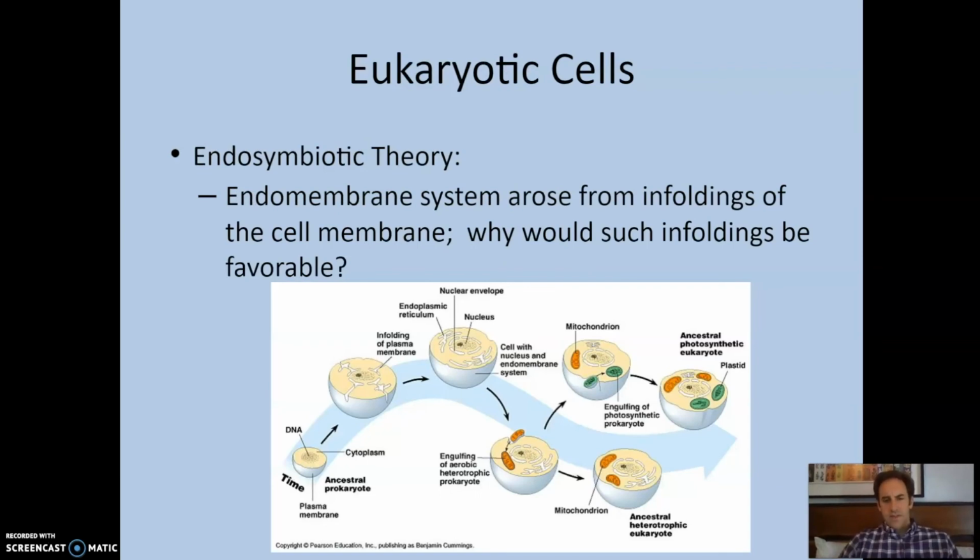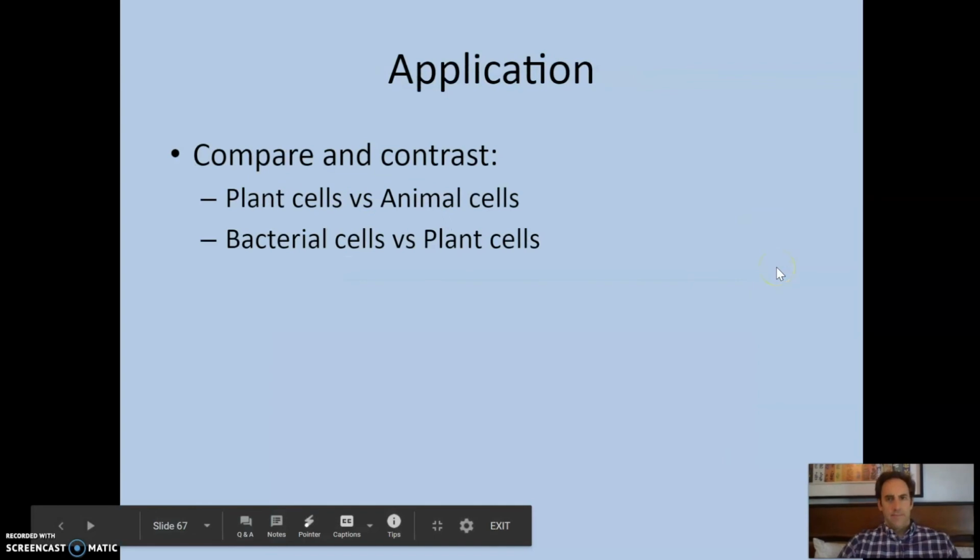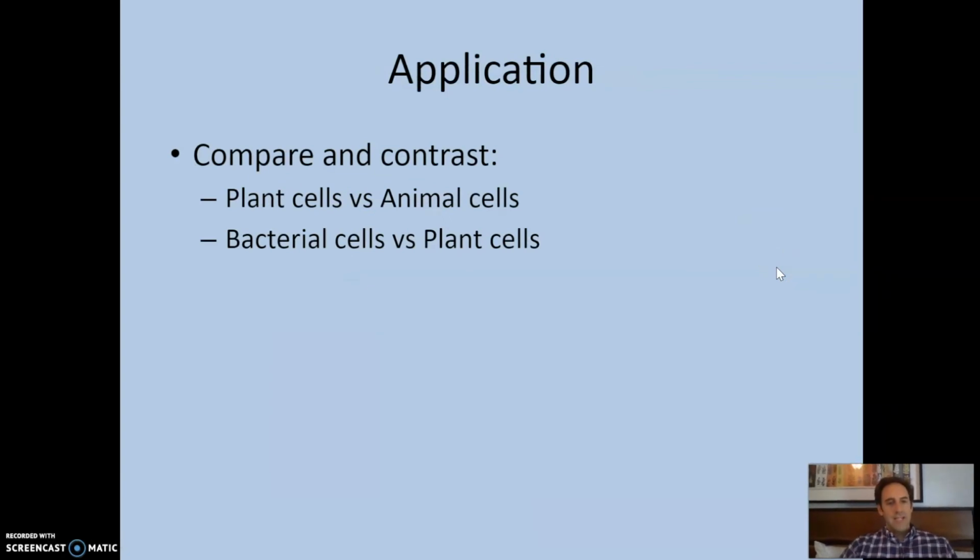So this is kind of a fascinating idea because it means you have this little ancestral hitchhiker inside every single one of your cells. And this association became so tight that now we don't even consider these different organisms. They're just kind of all one and the same. So cray cray. All right, so that is it for this unit on cells.